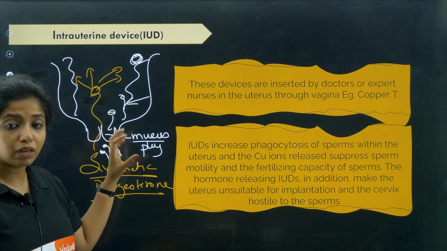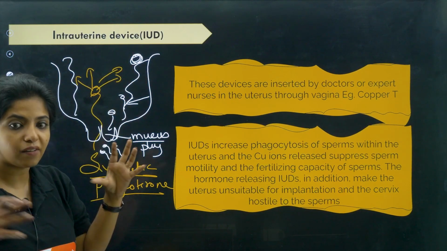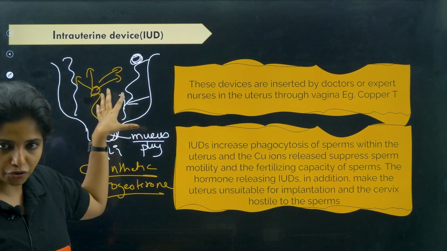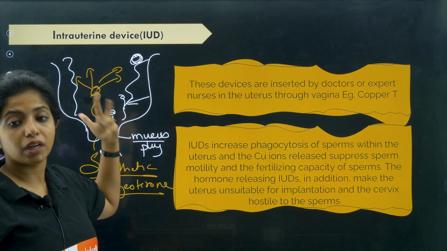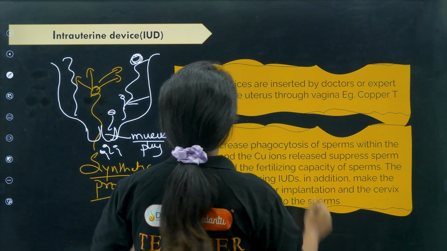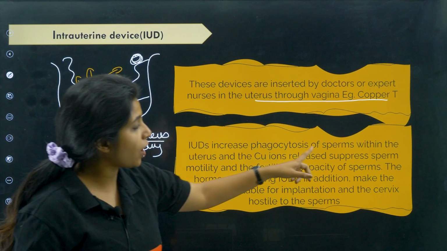So these are the things being done, but all these devices are put inside the uterus. It's not electronic devices. These are things put inside the uterus. One can be hormone releasing or copper releasing, anything like that. These devices are inserted by doctors or an expert into the uterus through the vagina. Example, copper T. IUDs increase phagocytosis of sperm.